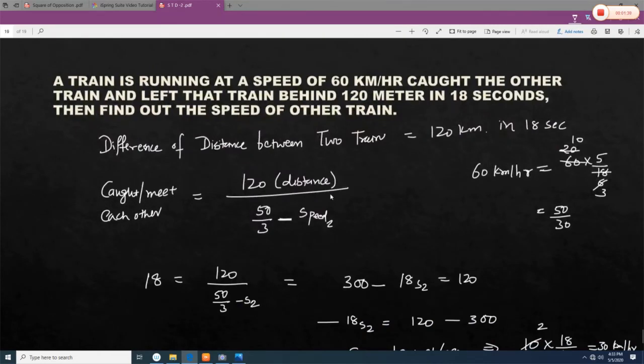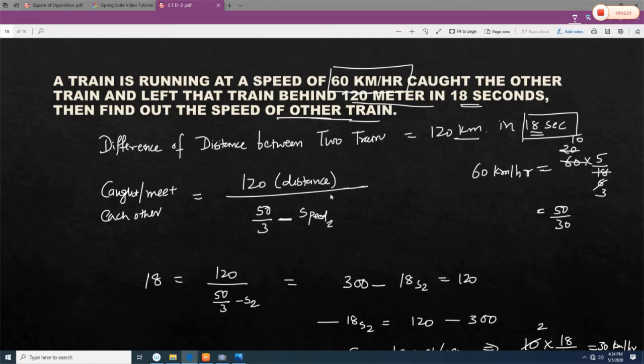Next question: a train is running at a speed of 60 kilometers per hour, catches another train and leaves the train behind by 120 meters in 18 seconds. Find the speed of the other train. So there are two trains, and one train leaves the other behind by 120 meters in 18 seconds. So catching or meeting each other is d1 plus d2, or the difference in the distance, and 18 seconds is the time and the speed is 60 kilometers per hour.